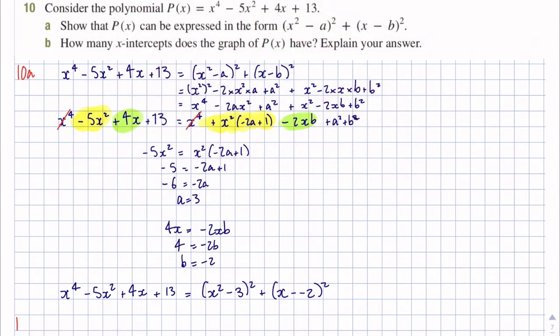10b. How many intercepts would this graph have? That's a really interesting question because it has intercepts when it equals 0. Like we're literally looking for zeros. We've got x squared take 3 squared plus x plus 2 squared equals 0. Now this is a squared plus b squared. Can't factorise it.